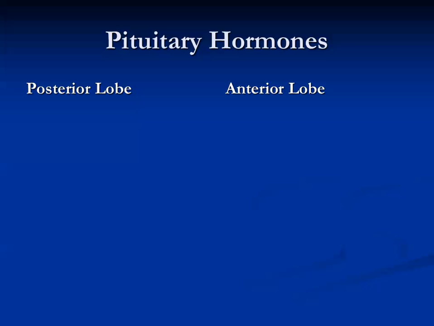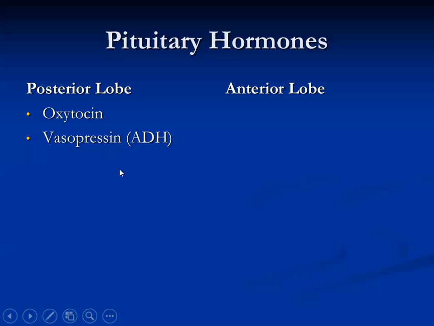So we'll start with the posterior pituitary. The posterior pituitary only makes two hormones, and they are oxytocin and vasopressin. Those are the two names I prefer to use, but vasopressin is also known as ADH. On another slide, you'll see that written out. It stands for anti-diuretic hormone.